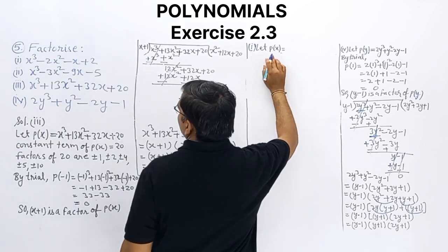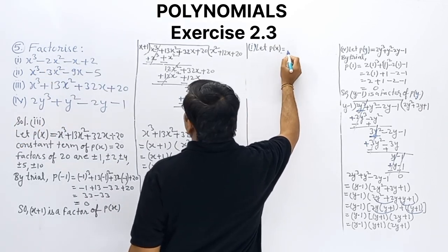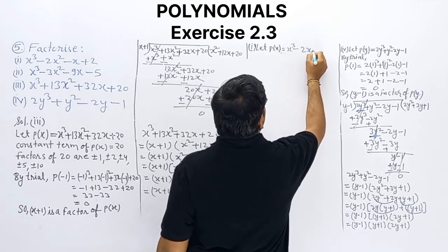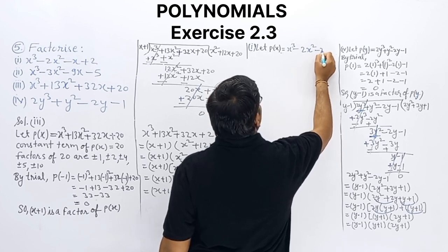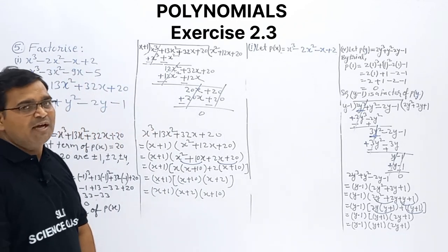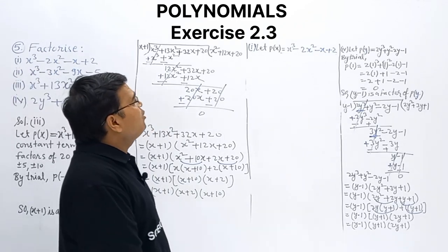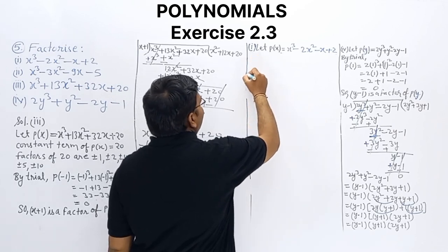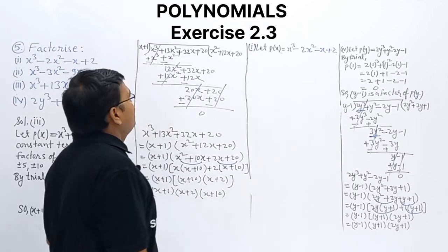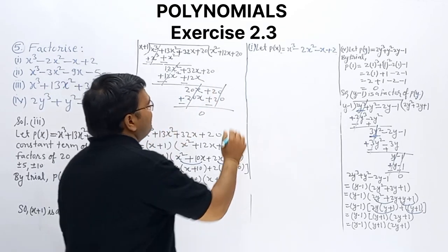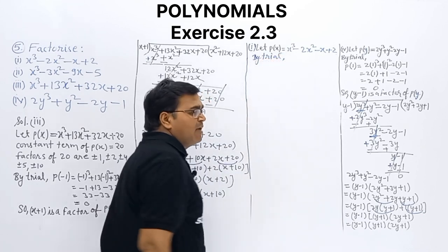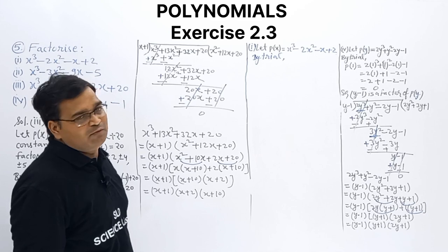X cube, polynomial is what? Let this polynomial P of x equal to x cube minus 2x square minus x plus 2. Observe carefully. If you are having doubt in this question, your whole doubt will be completed. No doubt will be remaining. Now we are having this polynomial by trial. By trial we will find its value.